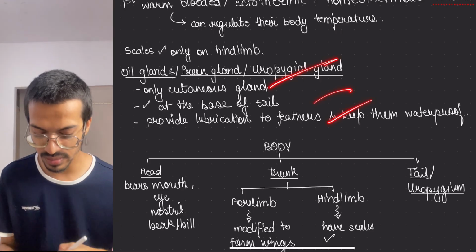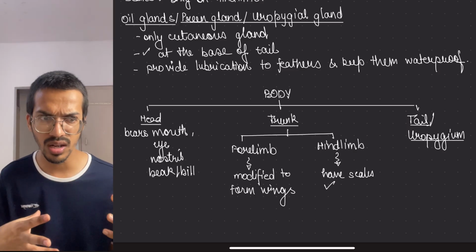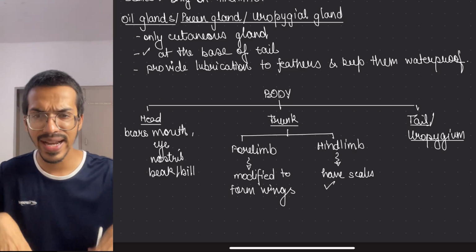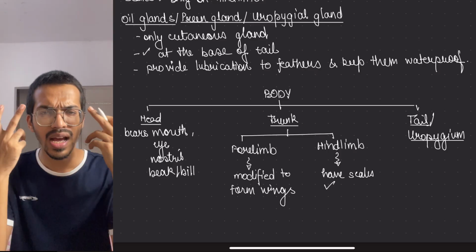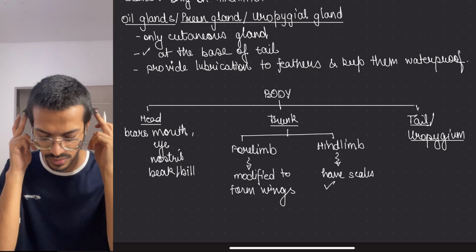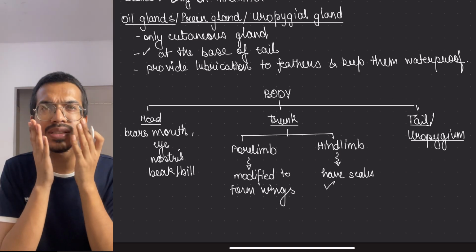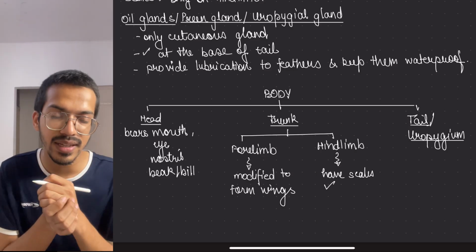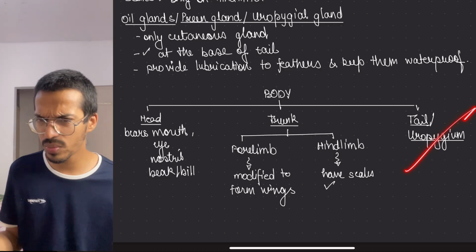Next is the body. If you remember a bird, you can easily do it. It has a head, it has a trunk. The trunk has four limbs, of which the forelimbs are modified into wings. Hind limbs are still there. It has a mouth, it has eyes, it has ears. Okay, not the ears but the tympanic membranes, and the nostrils are there, and the beak or the bill is there. Okay, and teeth are not present and the tail is present. Okay, the easiest one you can do.